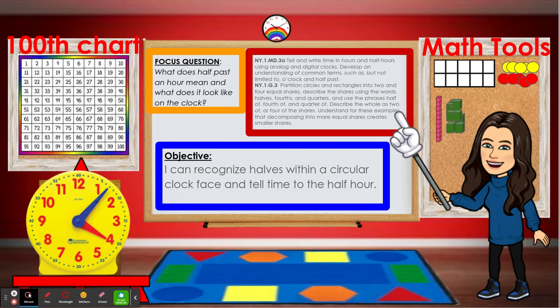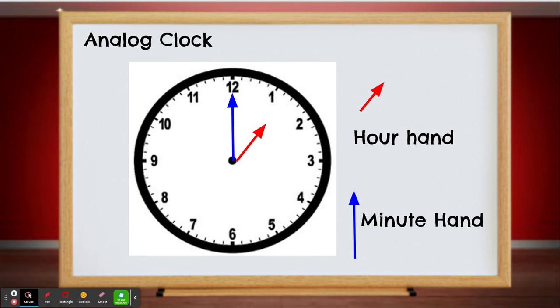Hi, boys and girls. Today's focus question is, what does half past an hour mean and what does it look like on the clock? Before we get started on our focus question, we're going to review some of the features on an analog clock.